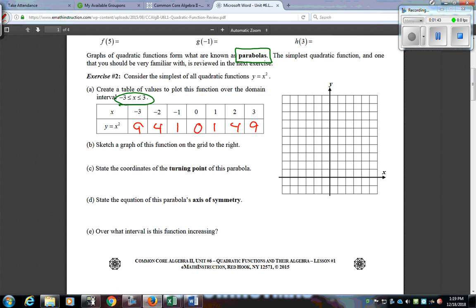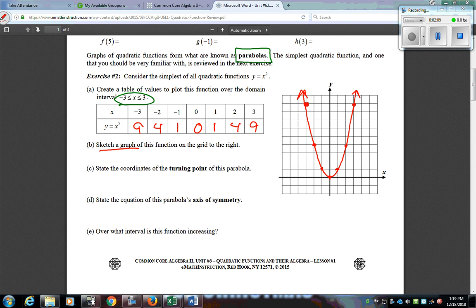So we got -3, 9, -2, 4, -1, 1, 0, 0, and then go in the opposite direction. Now again, you're going to see that there are some y values that repeat. So a parabola is a graph that's a function, but it wouldn't be 1 to 1 because it doesn't pass the horizontal line test.